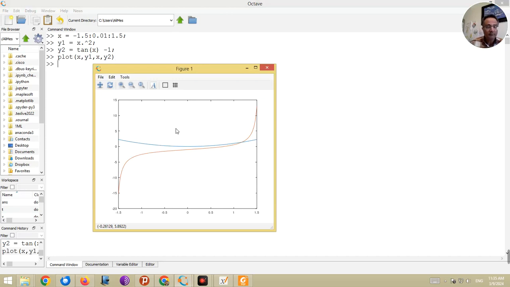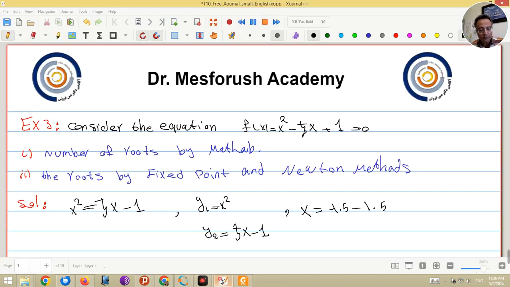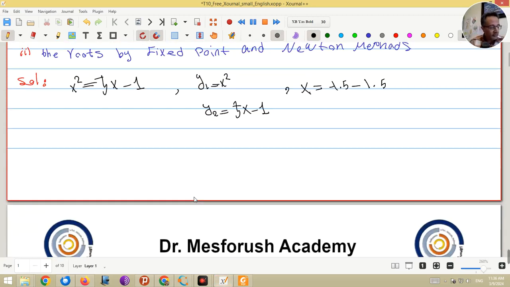Look at the plot. Yeah, this is the plot. The intersection, I mean here, is the root of the function. So there is just one root. It seems there is just one root, a unique root between 1 and 1.5. So I have to find this root by fixed point and Newton method. So let me find the suitable G for the fixed point method.